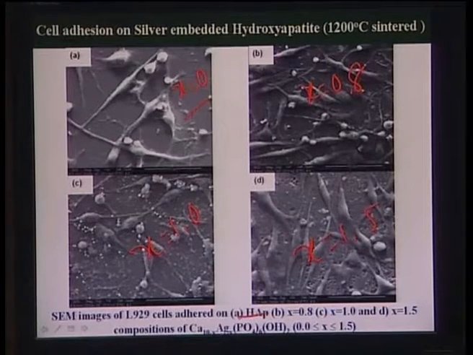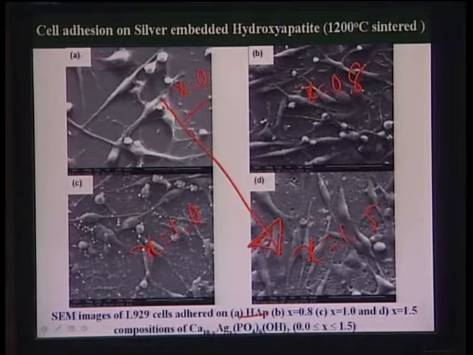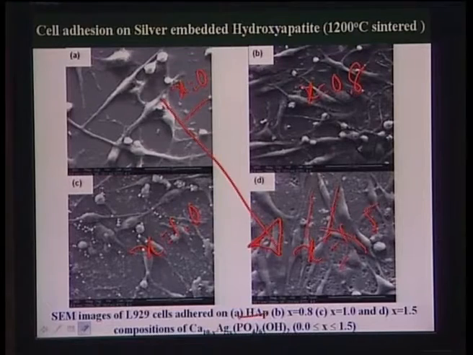Now, what you notice is that there is not much difference when you go from x equal to 0 to x equal to 1.5. Cells equally proliferate, and cells also expand on the material surface by filopodia extension. There is cell to cell bridge formation and cellular network formation, which are equally observed at x equal to 1.5. So that essentially tells you that you can kill the bacteria at x equal to 1 or a higher level of substitution. At the same time, you can have good cellular fate processes, which are also observed in these materials.